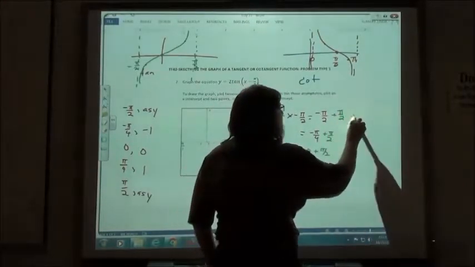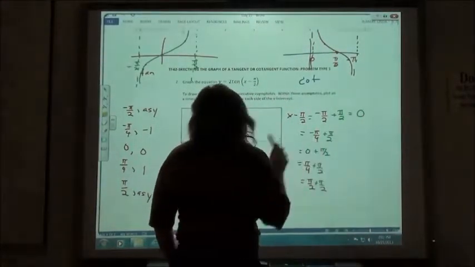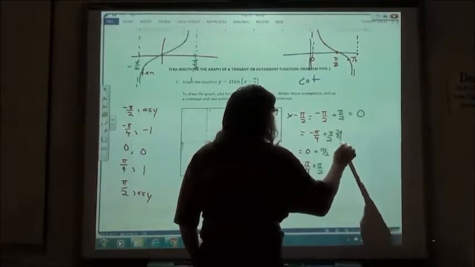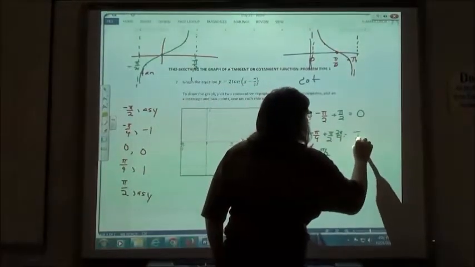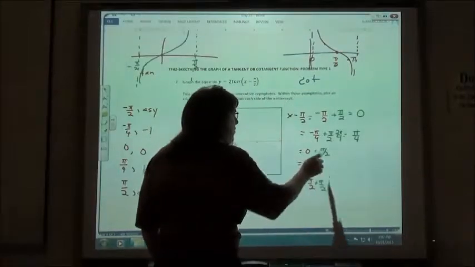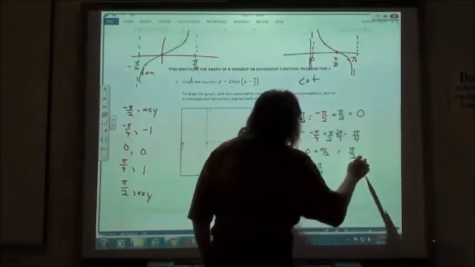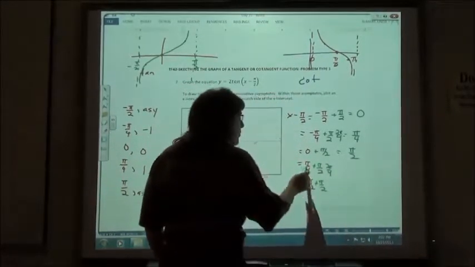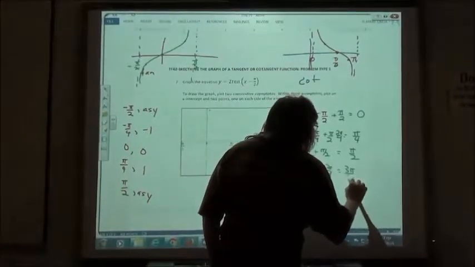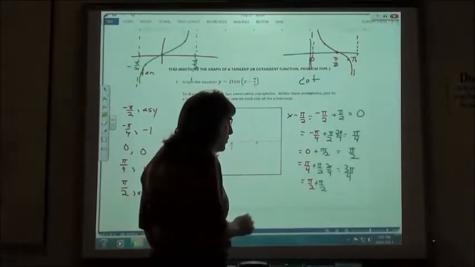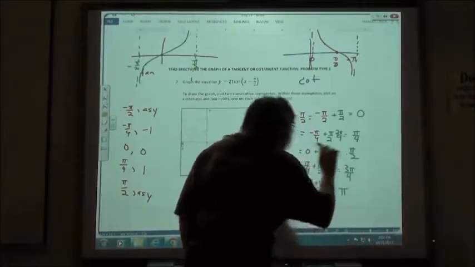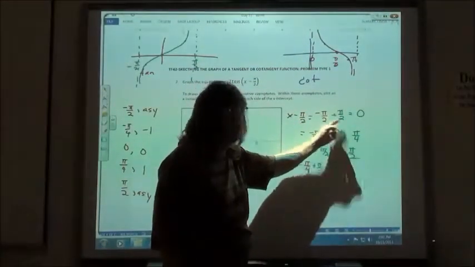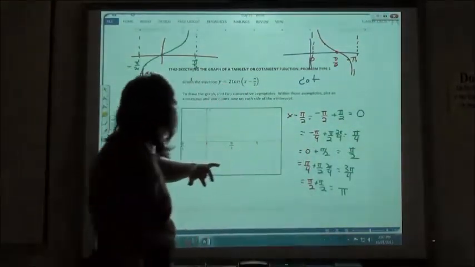negative pi over 2 plus pi over 2 is going to give me 0. Negative pi over 4 plus pi over 2. So this would be 2 pi over 4. Negative 1 plus 2 is going to give me a positive pi over 4. 0 plus pi over 2 is pi over 2. Pi over 4 plus pi over 2, again, this would be 2 pi over 4. So 1 plus 2 is going to give me 3 pi over 4. And pi over 2 plus pi over 2 is 2 pi over 2, which is just pi. So again, thinking of your fractions, negative 1/2, positive 1/2, just ignore the pi, and so forth.